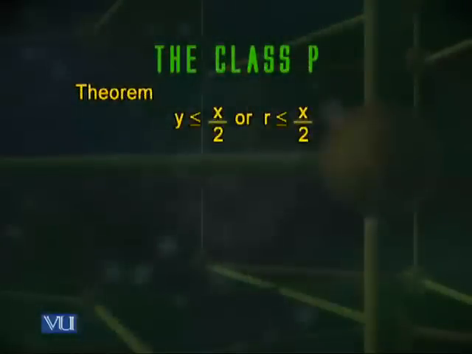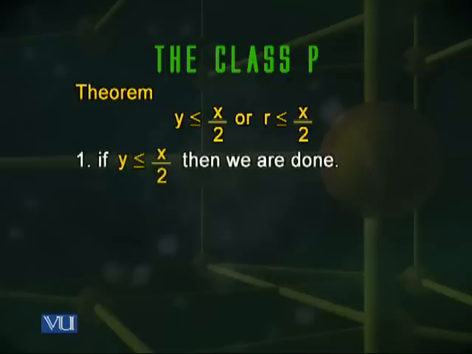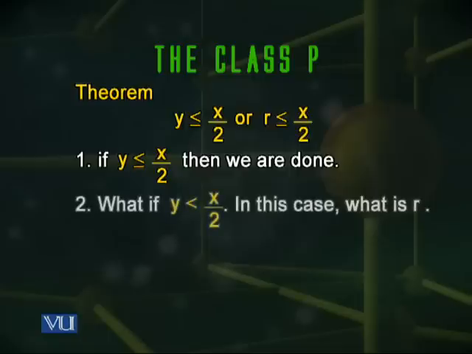The theorem says that if you take the pair x and y and apply one step of the Euclidean algorithm and replace it with y and r, then y is less than or equal to x over 2, or r is less than or equal to x over 2. Well, the first point is if y is less than or equal to x over 2, then we are done. So we may assume that y is greater than x over 2.